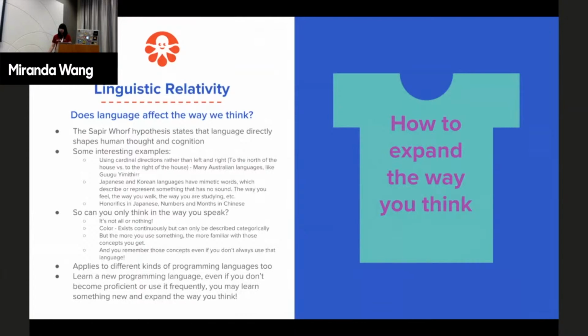And we can expand the way we think by learning new languages, including programming languages. There are a lot of different types of programming languages, whether that's declarative, functional, or object-oriented. Even if you just learn a little bit of a new programming language, or a programming language in general, you don't forget the new ways of thinking and the concepts that you pick up from using that language.